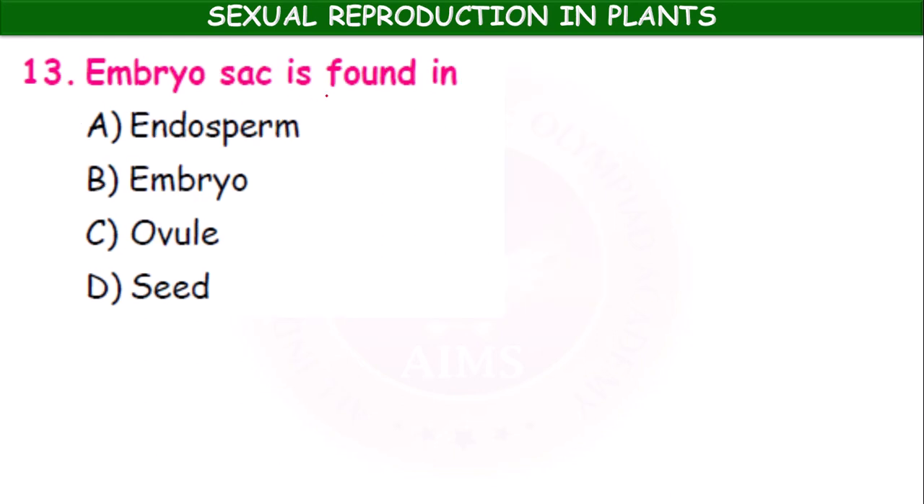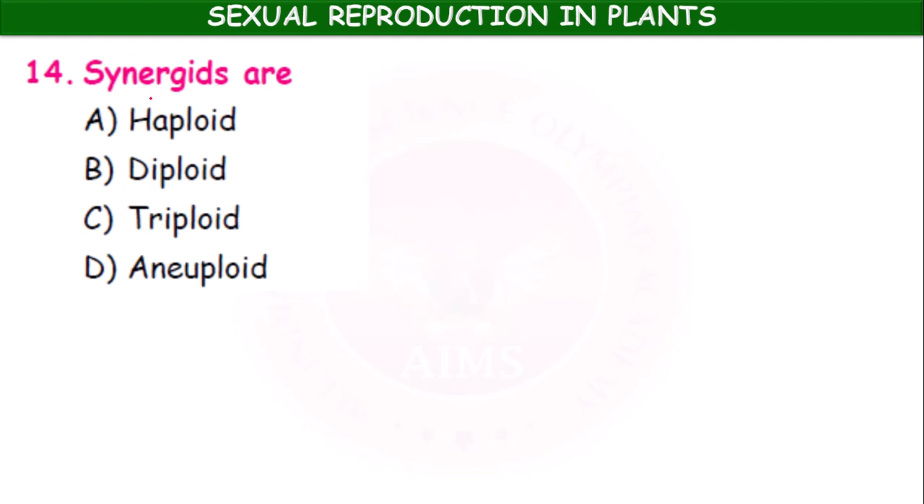Embryo sac is found in endosperm, embryo, ovule, seed. It is found in the ovule. Okay. Synergids are haploid, diploid, triploid, aneuploid. Synergids are haploid. All are haploid. In the embryo sac, 8 cells are there, out of which the antipodals and synergids are all haploid only. Only the polar nuclei or central cell is diploid.